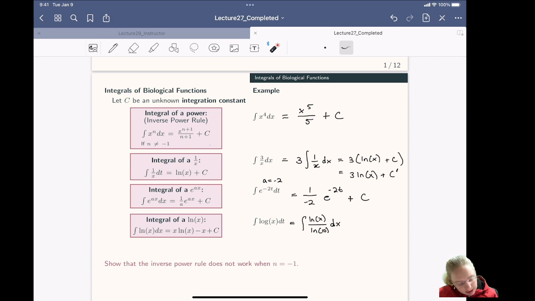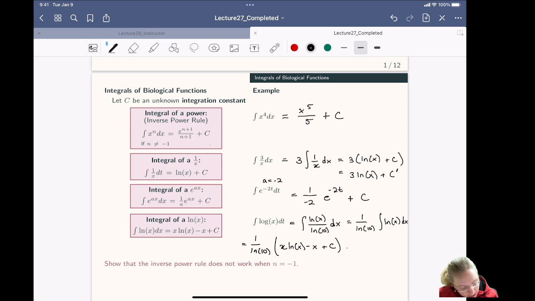Now notice that just like in a derivative, this natural log of 10 is a constant and it can be factored out. So we'll have 1 over the natural log of 10 times the integral of the natural log of x dx. If we want to take this integral, we know what the integral of the natural log is, and so this becomes 1 over the natural log of 10 times x ln of x minus x plus some unknown constant c. Remember, this is an unknown constant, so if we multiply it by 1 over the natural log, it's still an unknown constant.